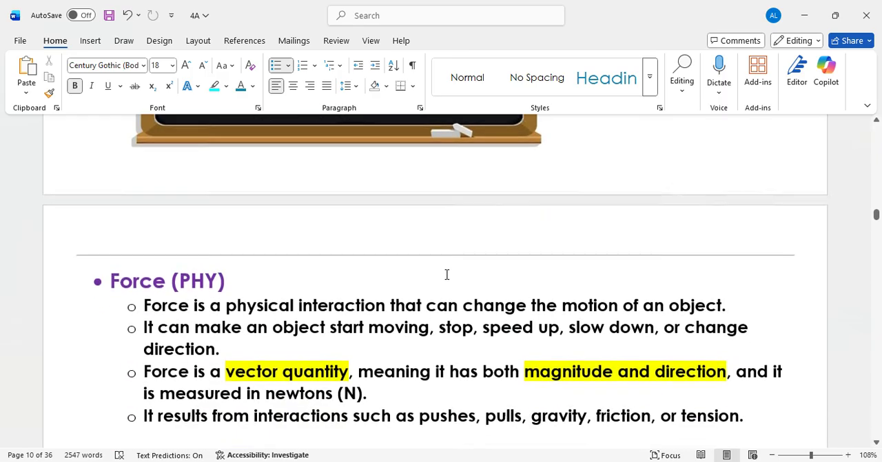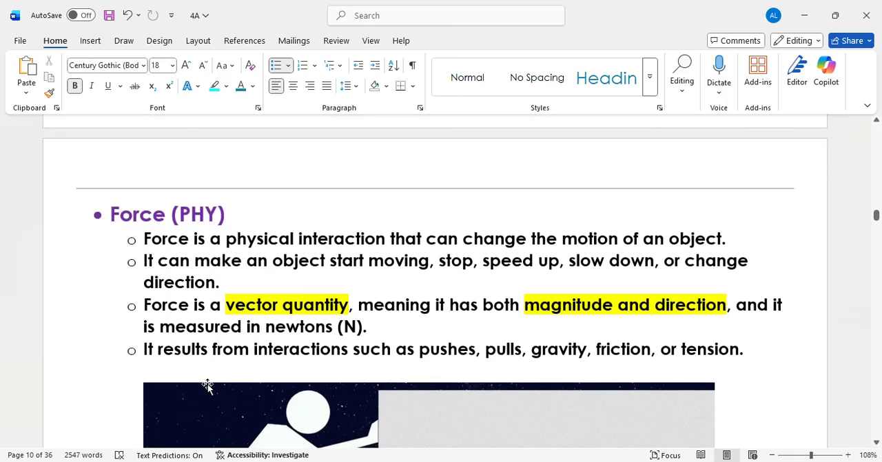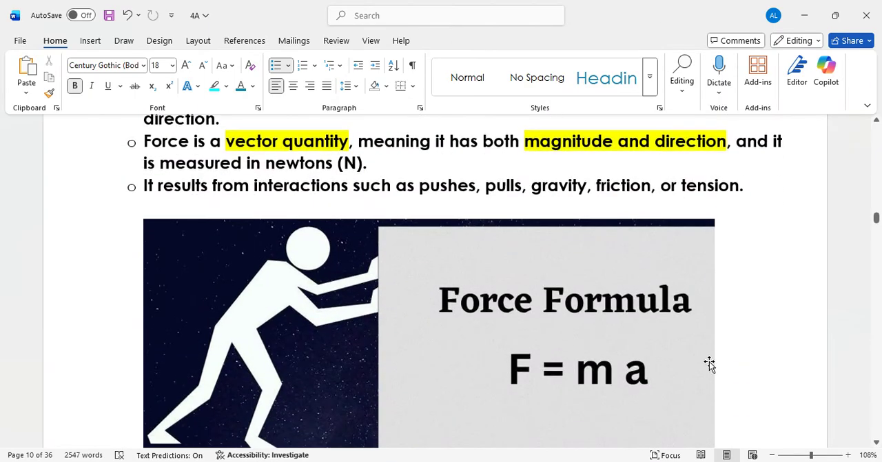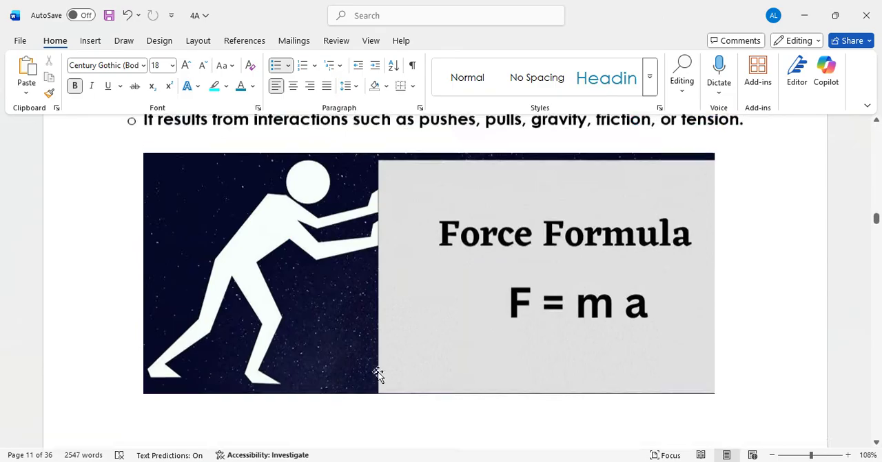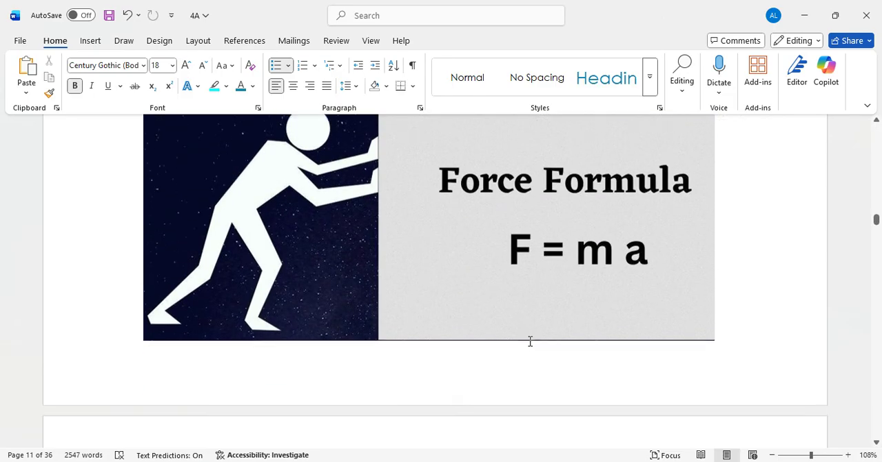All right. What is force? Force is a physical interaction that can change the motion of an object. It can make an object start moving, stop, speed up, slow down, or change direction. Force is a vector quantity, meaning it has both magnitude and direction, and it is measured in newtons, right? It results from interactions such as pushes, pulls, gravity, friction, or tension. As you can see, this is force. You're pushing the block. Formula: F equals ma, mass times acceleration.